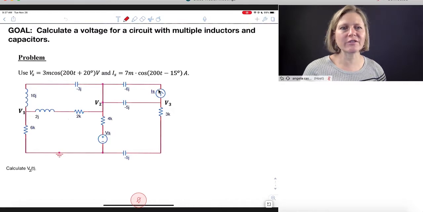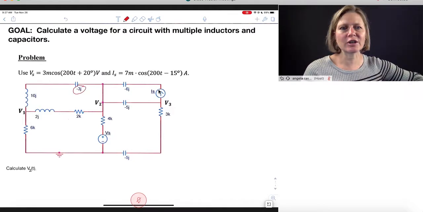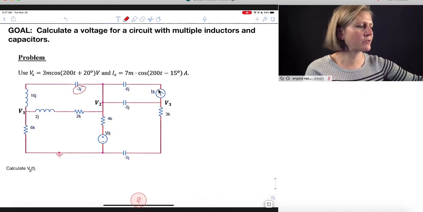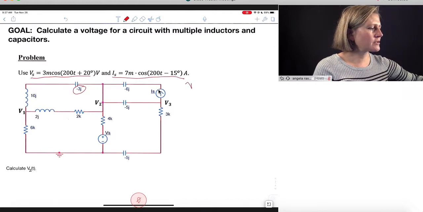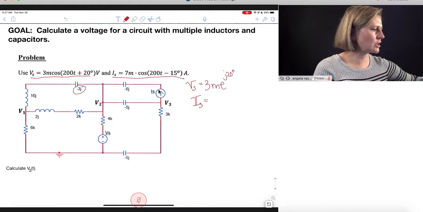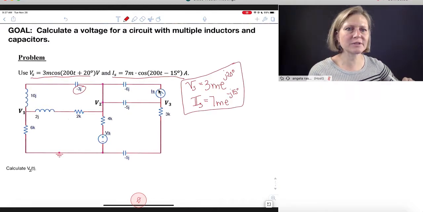Here you already see that they've been converted for you, which is shown by the j's. So minus 3j has already been transformed into the frequency domain. We also need to transform the signals, the VS and the IS. So our VS is going to be 3 milli e^(j20 degrees), and IS is going to be 7 milli e^(-j15 degrees). So these are our signals in the frequency domain.